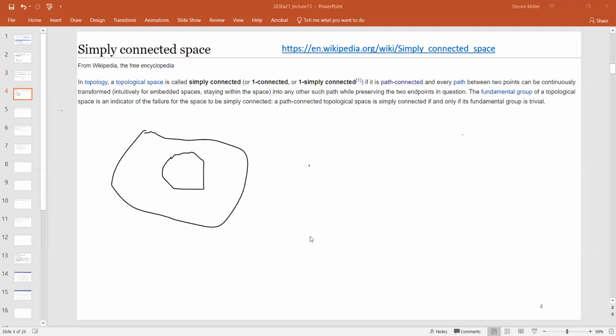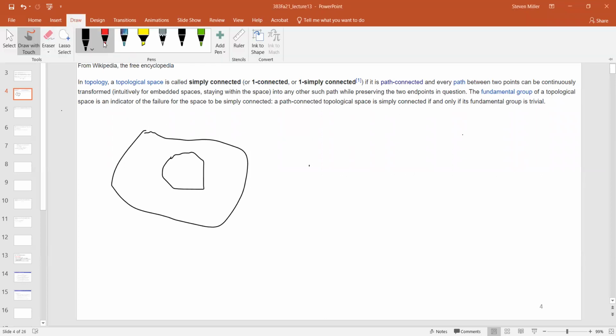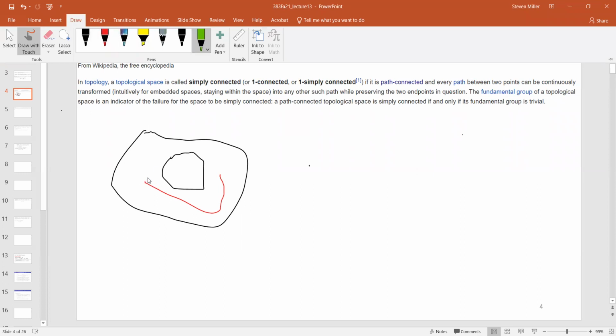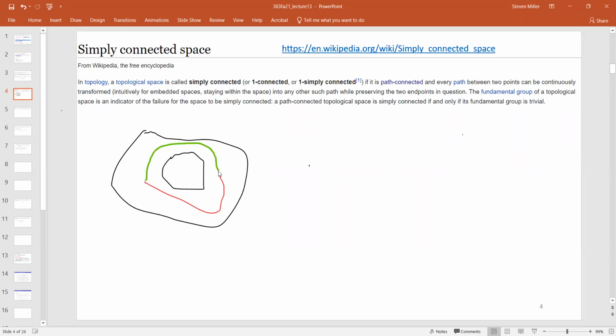Right, so if I give you something like a donut, and I talk to you about curves, I'll give you some curve like this. If I now try to give you another curve that has the same endpoints, let's say I draw the curve this way. So the curve is in the space, but I can't deform the curve. I can't deform the green all the way down to the red. And so this region is not simply connected. We cannot deform one path to the other.